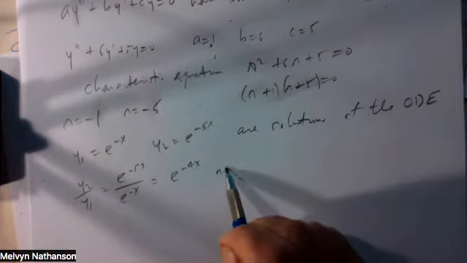And so any linear combination. Okay, so these are solutions. Are these a fundamental set of solutions? If you look at y2 over y1, that's e to the minus 5x over e to the minus x, that's e to the minus 4x. That is not constant.